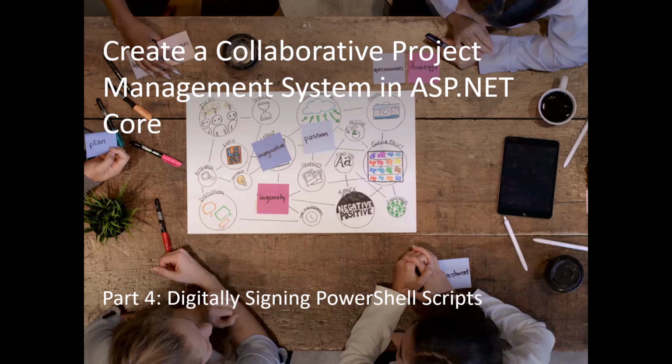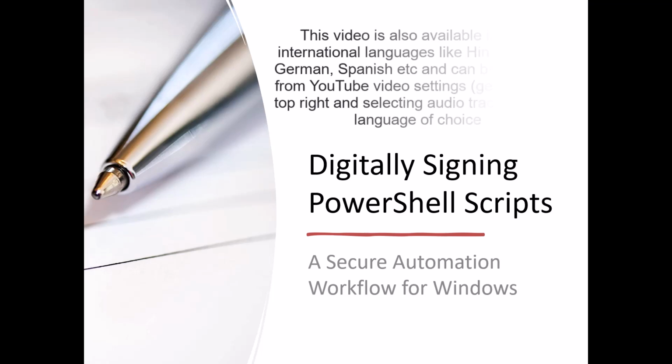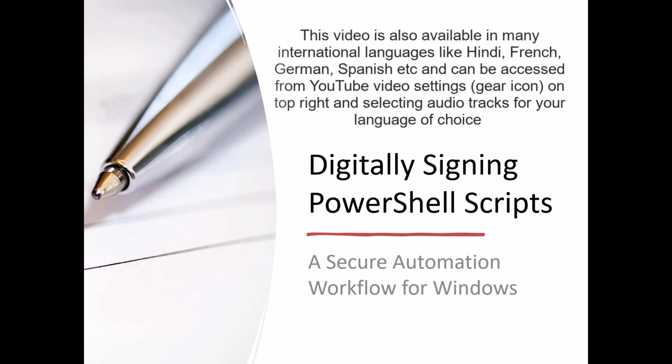Hello and welcome everyone. So we are into part 4 of creating a collaborative project management system in ASP.NET, and in this part we will be taking up digital signing of PowerShell scripts, which we had marked as a cursor remark and left for another part. In this video we'll walk through how to securely sign a PowerShell automation script using a self-signed certificate. This ensures your scripts are trusted and can be executed on machines with a signed script policy.